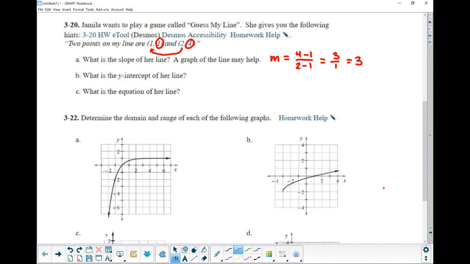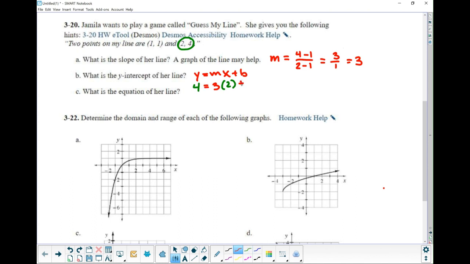What's the y-intercept of the line? To find the y-intercept, you can use y equals mx plus b, because you're looking for the b. If the m is 3, for x and y there are two points; use either one. I'm going to use the (2, 4). You can use (1, 1), that's actually probably easier, but I'll use 2 for x and 4 for y.